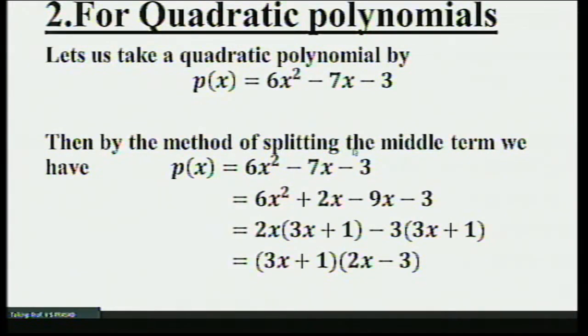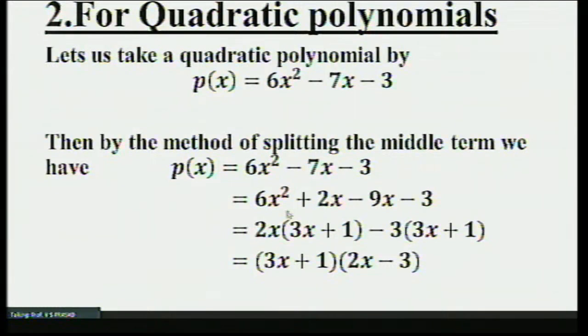Then by using our earlier knowledge, what we call the method of splitting the middle term, we can solve this equation. Consider p of x is equal to 6x square minus 7x minus 3. Now we are going to split the middle term. To do that, we multiply the coefficient of x square and the constant, and we get 18. Then we have to split 18 in such a way that the sum or difference exactly gives the middle term. Here I am splitting 18 as plus 2 into minus 9. Therefore, the middle term can be split as 6x square plus 2x minus 9x minus 3. This they have learned in class 8-9 already.